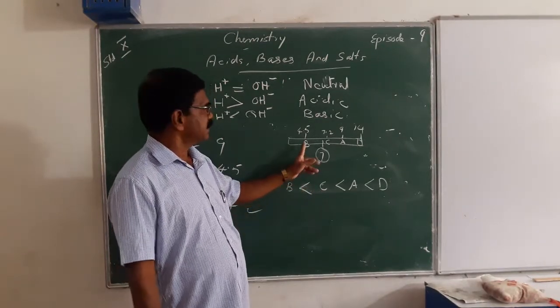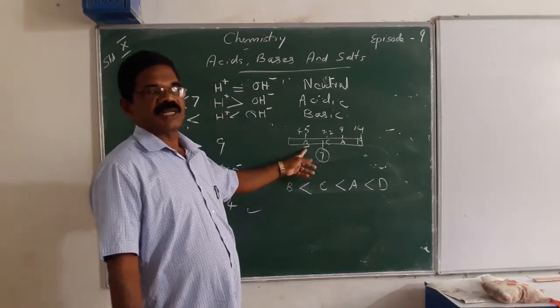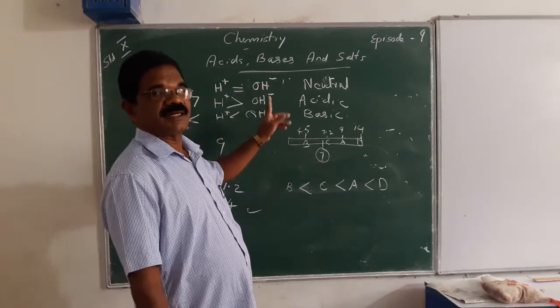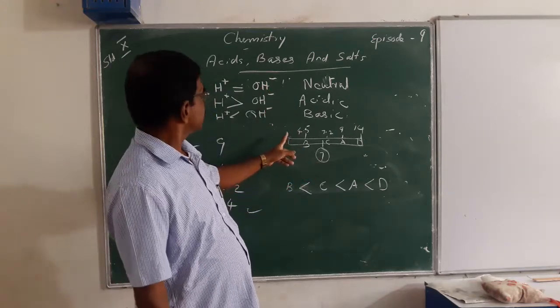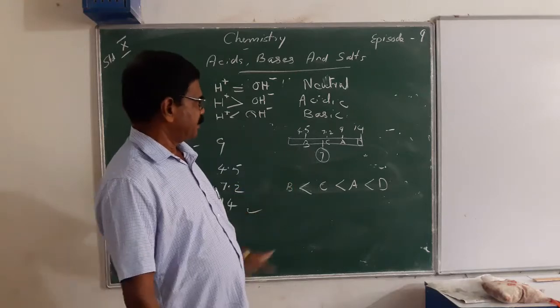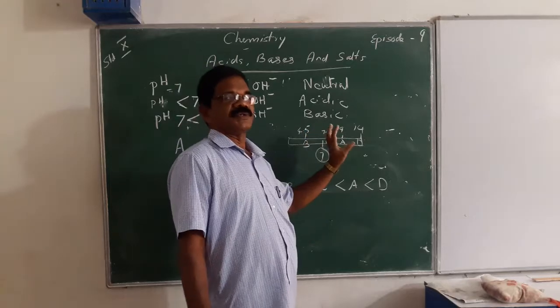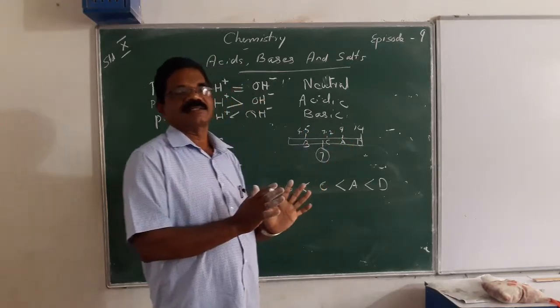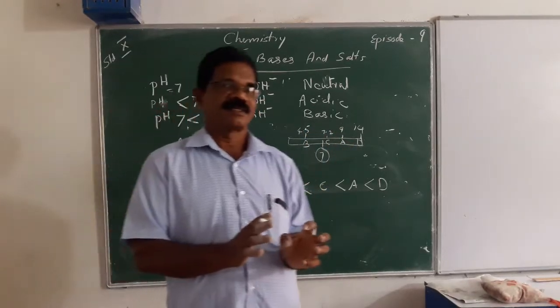B is an acid, but it also contains some hydroxide ions. The concentration of hydrogen ions is greater and hydroxide ion concentration is less. So we can come to a conclusion whether the given substance is an acid or a base.